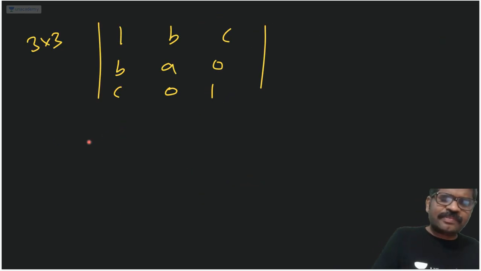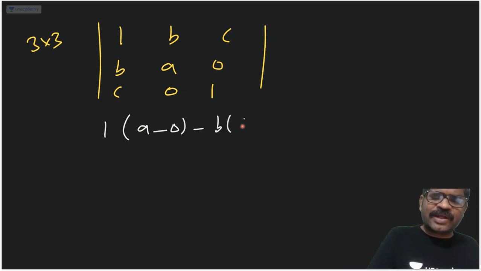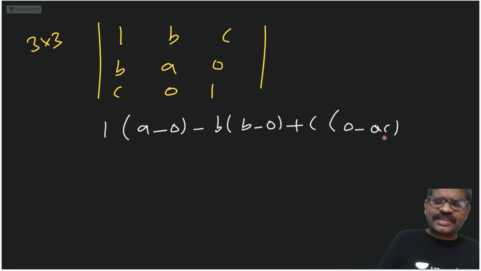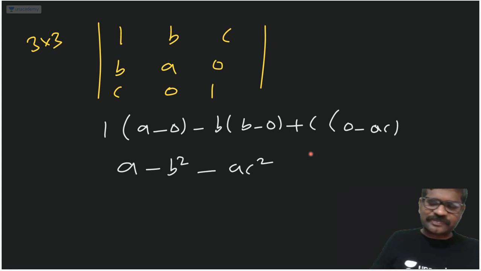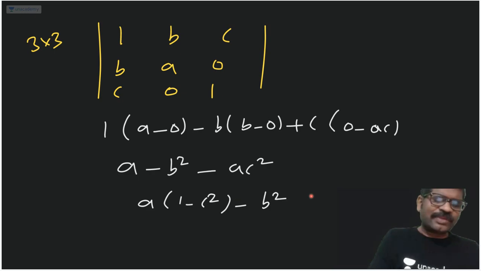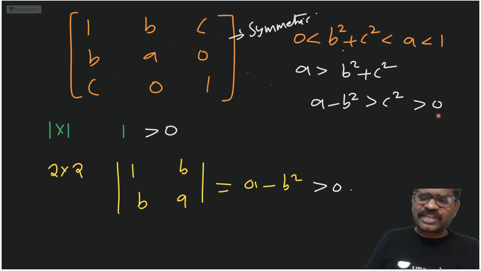Now multiply 1 of A minus 0, minus B of B minus 0, plus C of 0 minus AC. Next, A minus B square minus AC square. Observe, A of 1 minus C square minus B square. I have taken A common here, 1 minus C square minus B square, from the given relation.